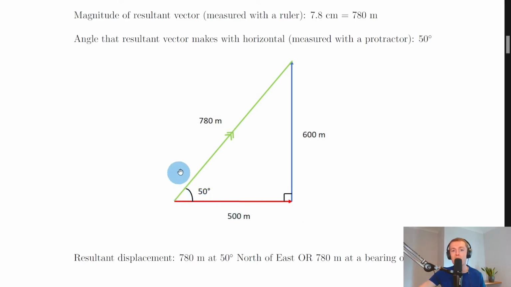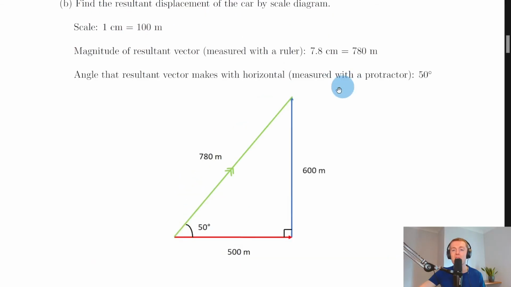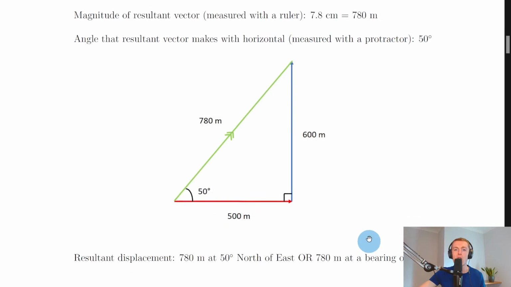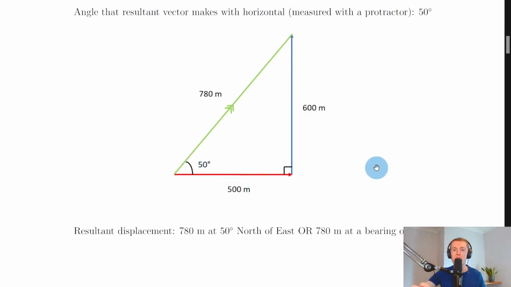We would place it over here in order to find out the size of this angle. Now measuring this with a protractor, I found that the angle was 50 degrees. So I've labelled that on my diagram there. Now we're not finished finding the direction. All we've done is we've found this angle in here, but we need to put this into a direction. And we need to do this using either compass points or bearings.